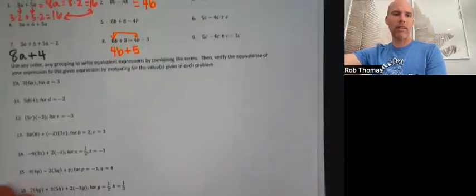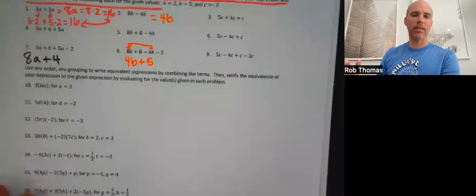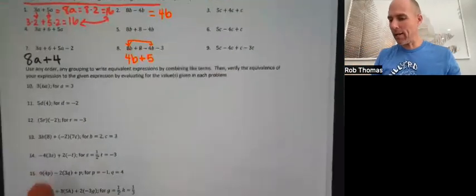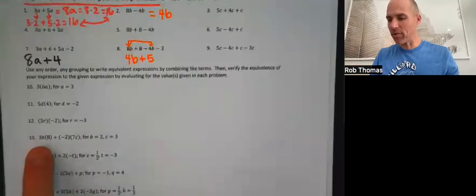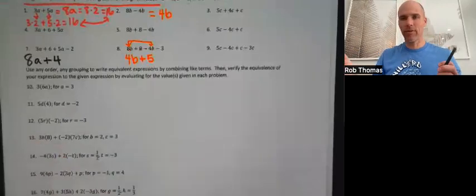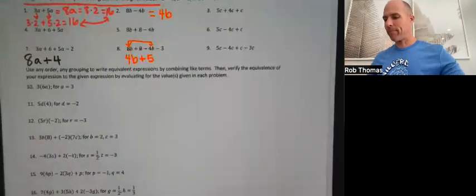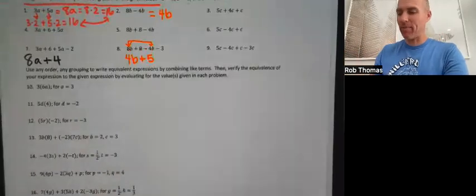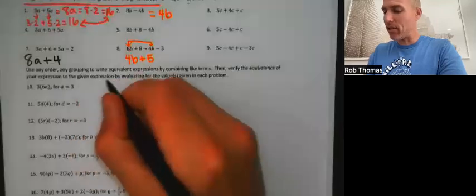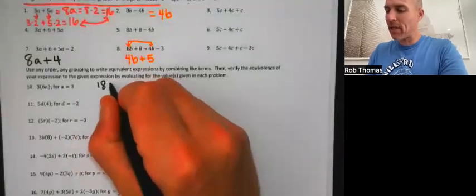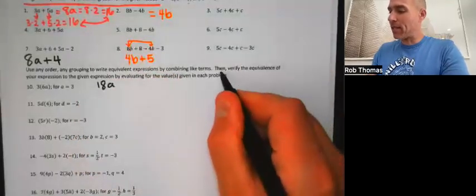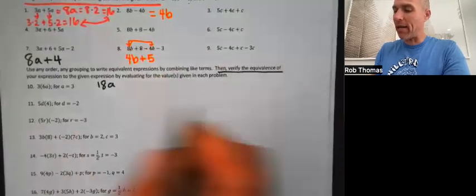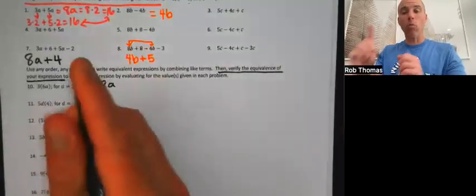All right, then you move on down to the bottom section, and this is multiplying terms with variables times numbers. So let's see here. First one, 3 times 6a. Just do the 3 times the 6, you get 18. So this is 18a. Now in here, I'm asking that you also verify the equivalence for one of these problems.